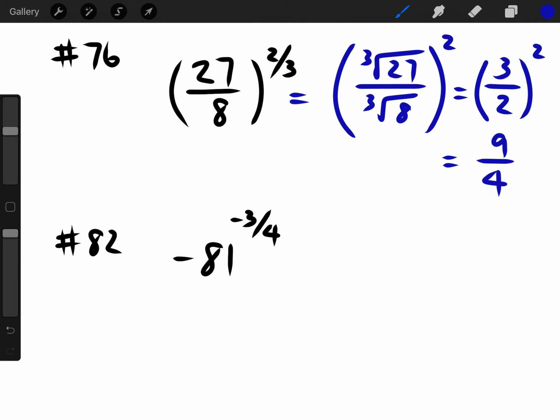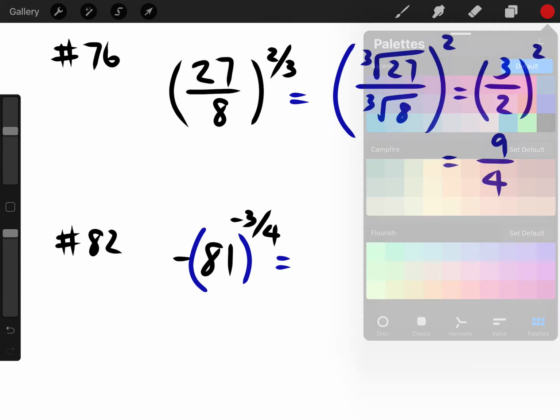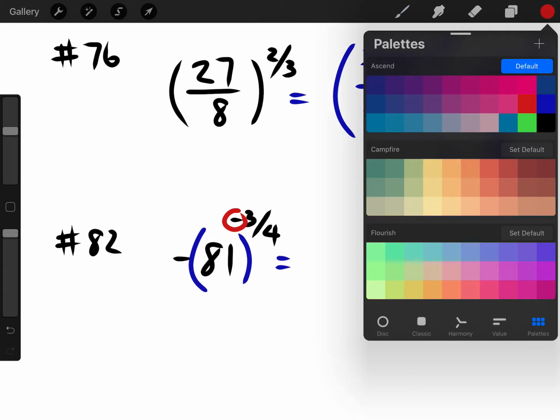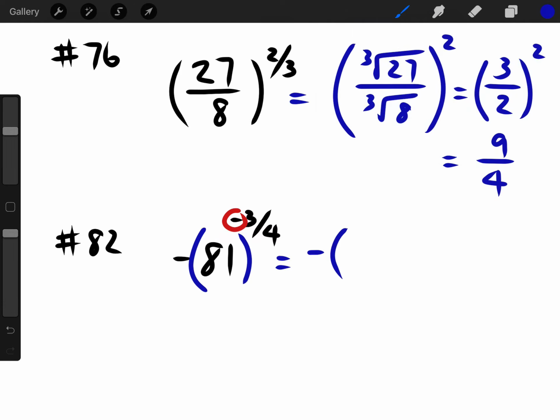Okay. All right, the next one, just make sure that you understand this negative. Okay, so let's start over. Okay, so negative 3 over 4. This is the exponent on only the 81, not including the negative. So what I'm going to do is the reciprocal first. Okay, so I'm always going to keep that parentheses. So it's going to be 3/4, but this time it's going to be 1 over 81 because of the negative exponent. Okay, so you're going to have the reciprocal like I told you earlier.